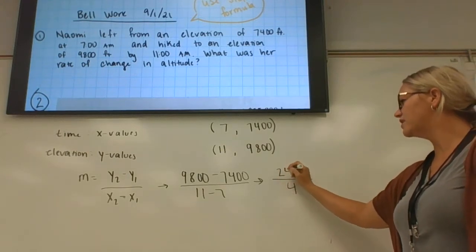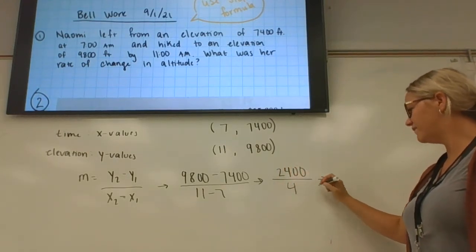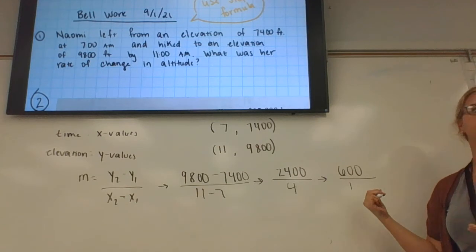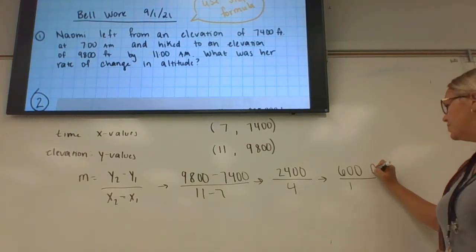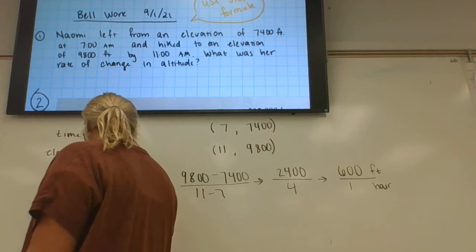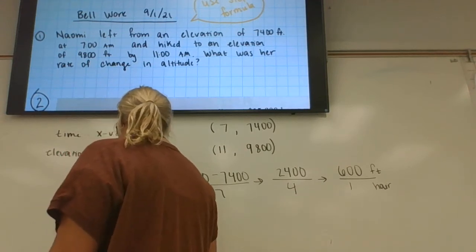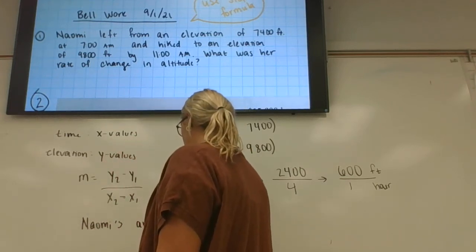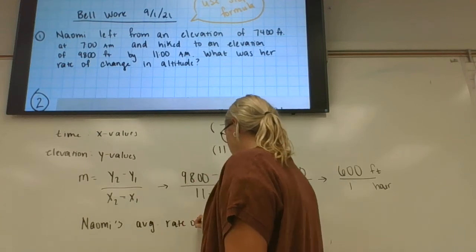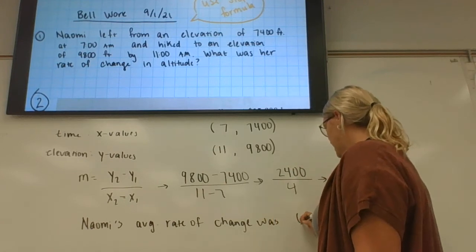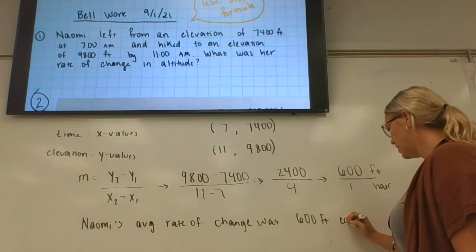So it's 2,400 over 4. Yes, and when we reduce that, that's called a unit rate. She went up 600 feet every hour. So her altitude, in a complete sentence, I would say Naomi's average rate of change was 600 feet each hour.